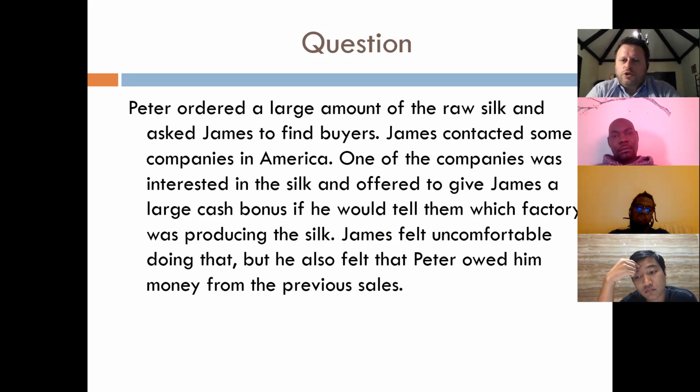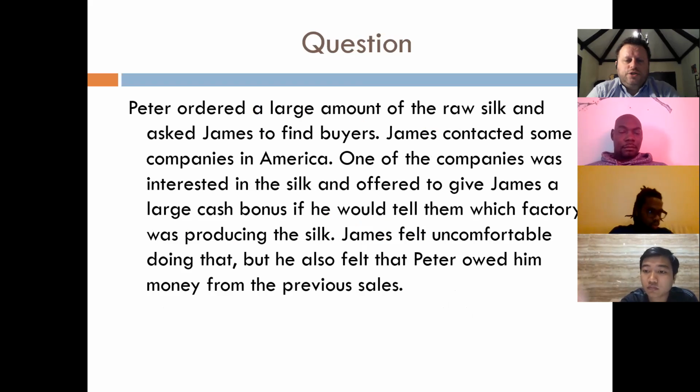Peter ordered a large amount of raw silk and asked James to find buyers. James contacted some companies in America. One of the companies was interested in the silk and offered to give James a large cash bonus if he would tell them which factory was producing the silk. James felt uncomfortable doing that, but he also felt that Peter owed him money from the previous sales.